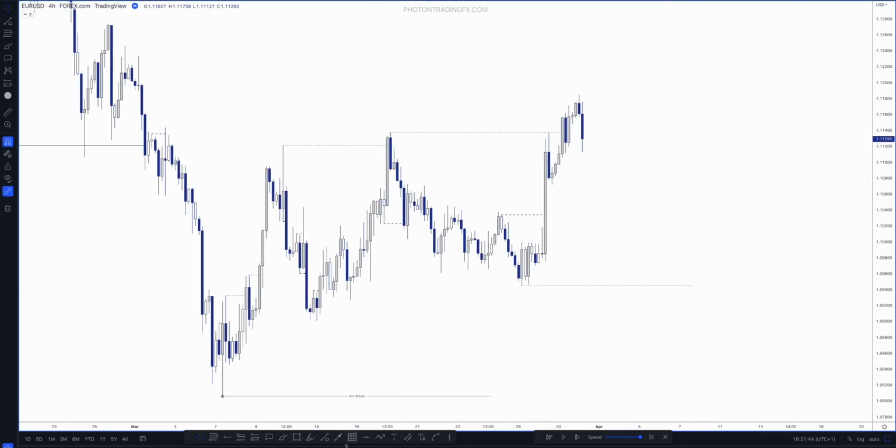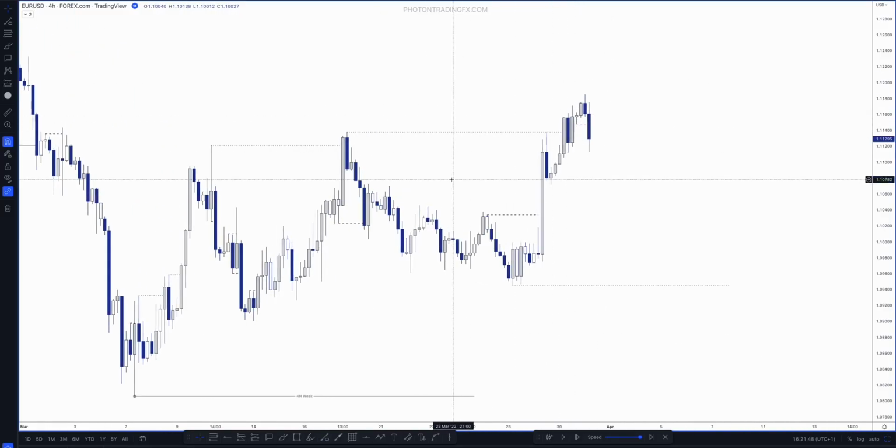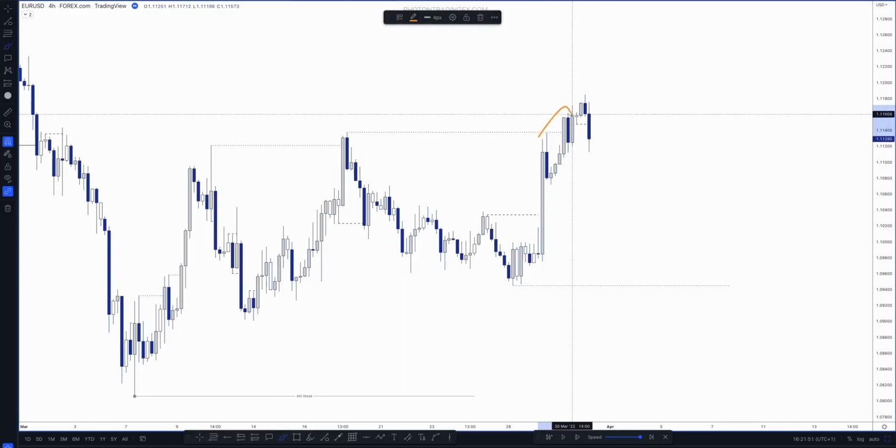And there we go. There we get it, right? Hopefully you guys can see the change of character. That was the last candle to fail to break the previous candle's low. So you can see that was the fractal pullback there, right?